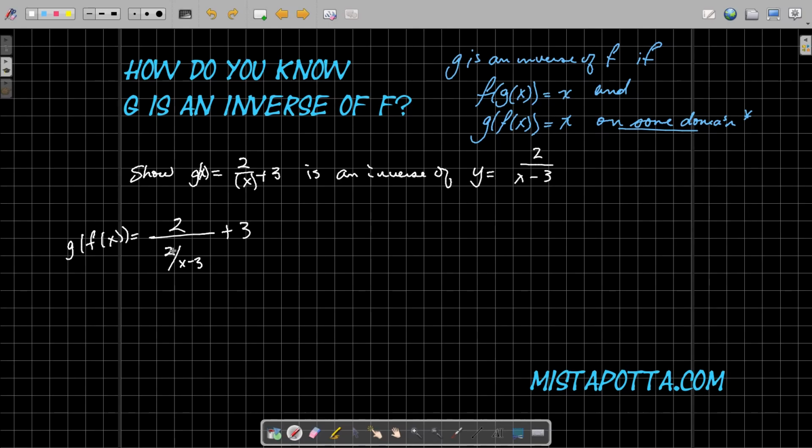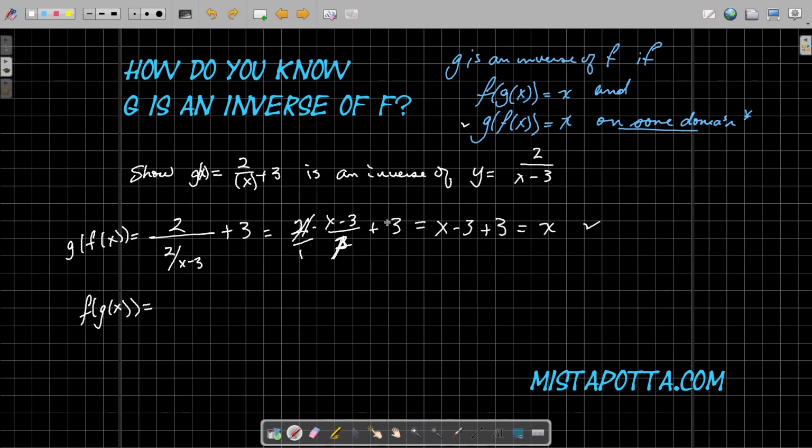Well, I know that when I divide by a fraction, I'm really multiplying by the reciprocal. So I'm going to have 2 times x minus 3 over 2 plus 3. And then I'm multiplying by 2, I'm dividing by 2. Those are multiplicative inverses. They eliminate each other. So I end up with x minus 3 plus 3, which is x. Well, that's good. That's one of these. But we do need to show the other one as well, f of g of x.